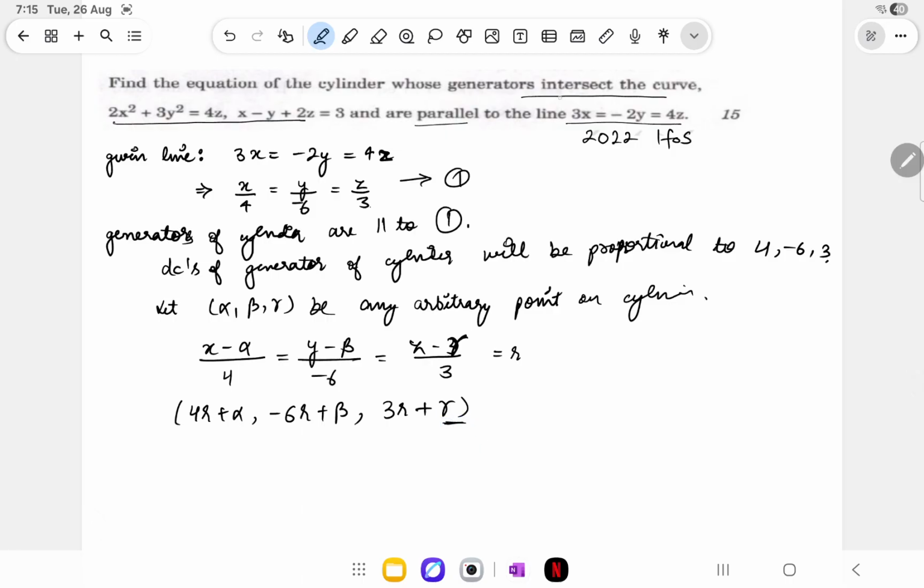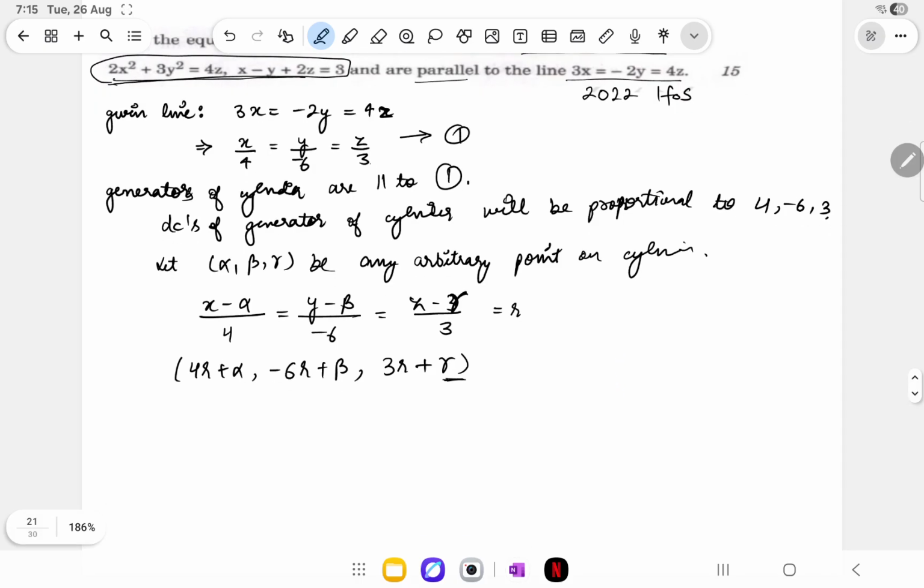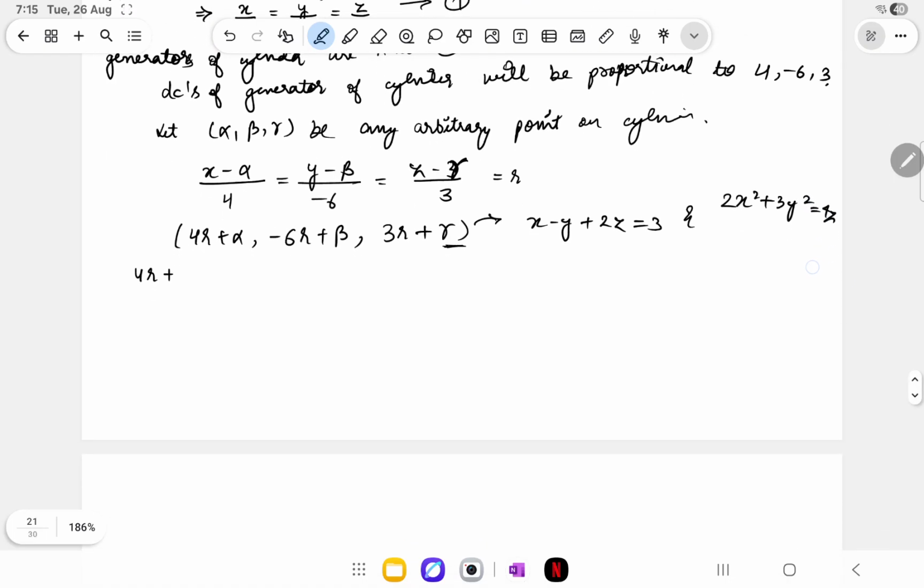And in the question it is given that the generator line intersects these curves. So if the generator line intersects these curves, then this point must satisfy the equations of the given curves. So this must satisfy x minus y plus 2z equals 3 and 2x square plus 3y square equals 4z. So we'll substitute the value of this arbitrary point in these to find the value of r.